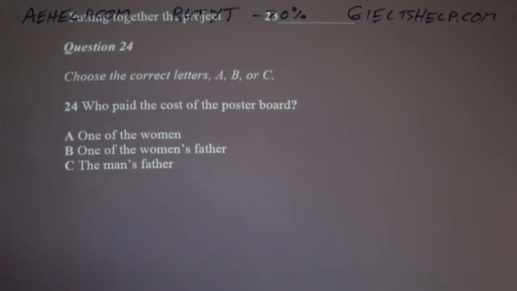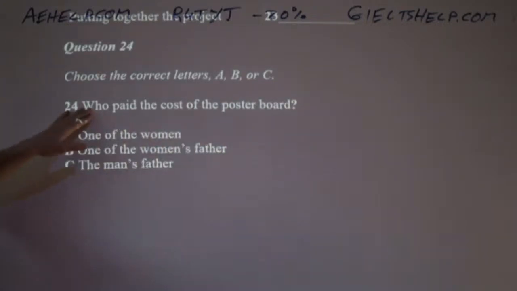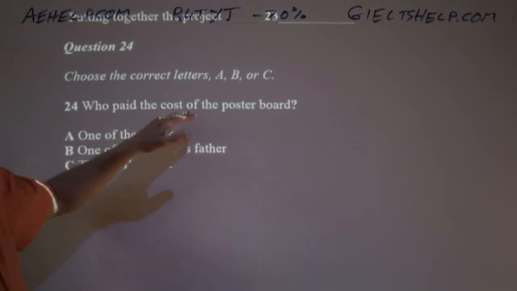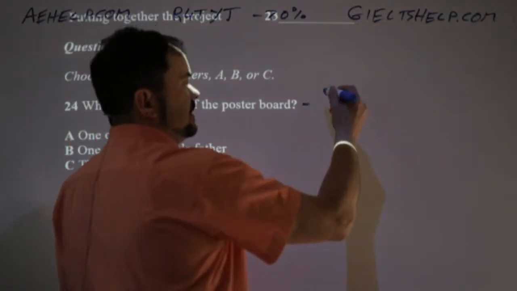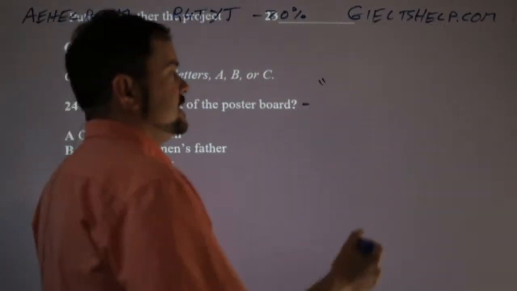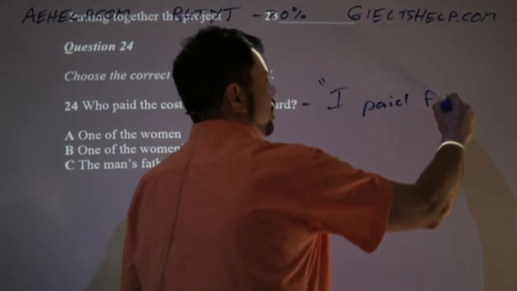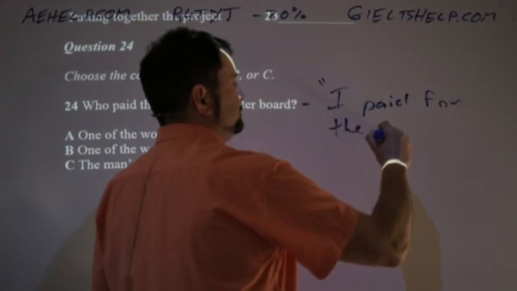24, multiple choice. For multiple choice, you have to really pay attention to the question. Think about it as a statement. So 24 is who paid the cost of the poster board. So here you have to think that they're probably not going to use a question in the audio. They're probably going to use a statement, something like, I paid for the poster.